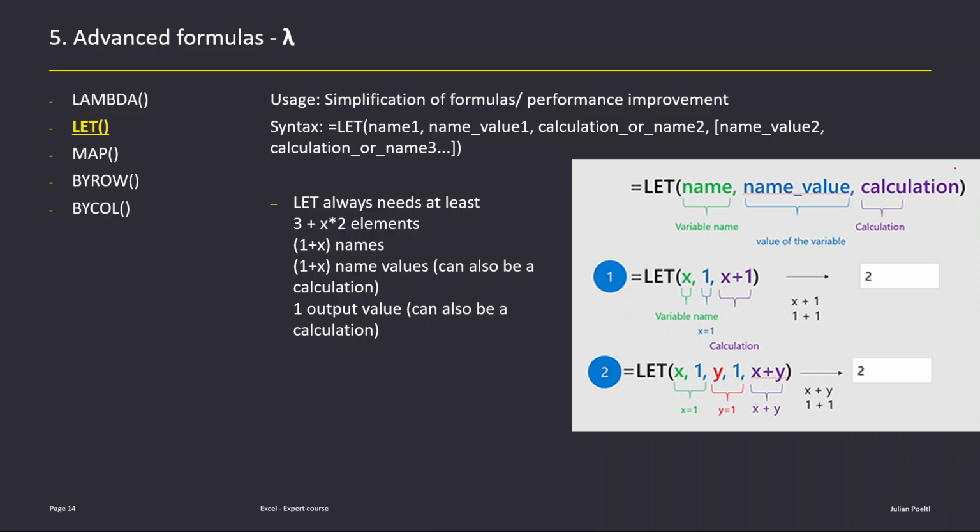With the LET function, you can do two things. You can simplify your formulas, and you will get performance improvements. The LET function always needs 3 plus x multiplied by 2 elements. So 1 plus x names, 1 plus x values, and one output value, which can also be a calculation. So here you give the LET function a name, then you have a variable or value. This could also be a reference to another cell, and then you have a calculation. You can also have multiple names and multiple name values, and name values could also be calculations.